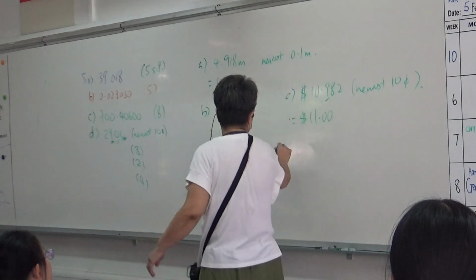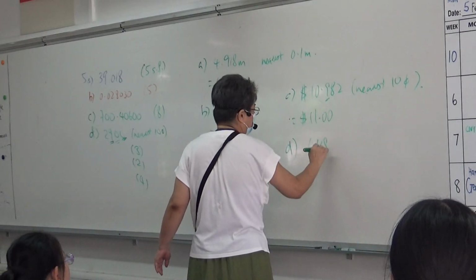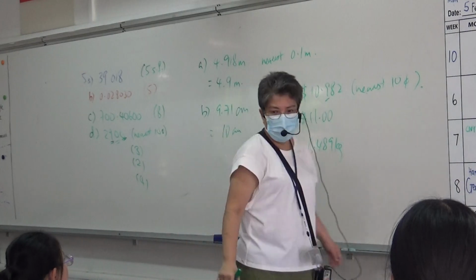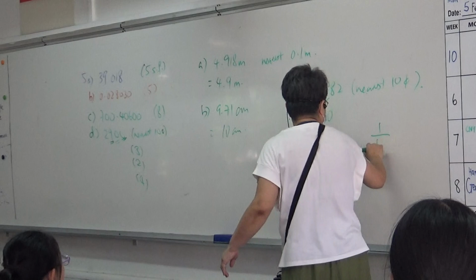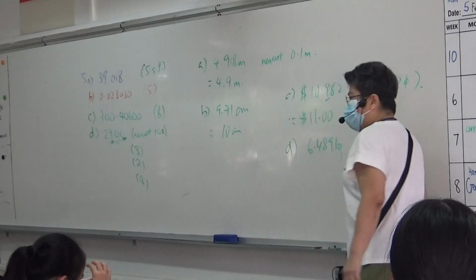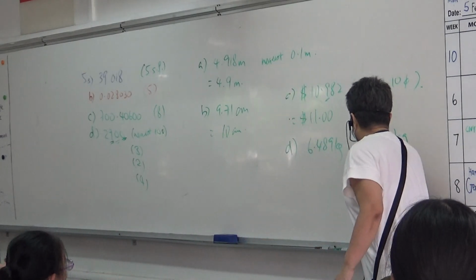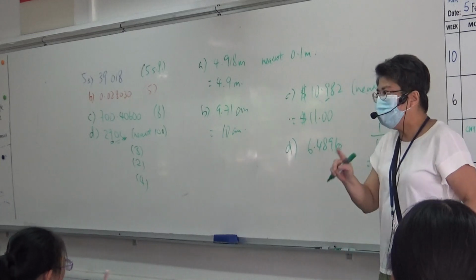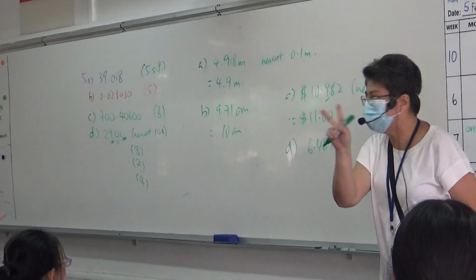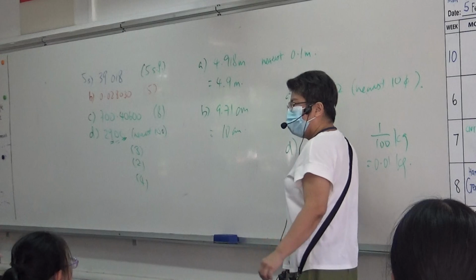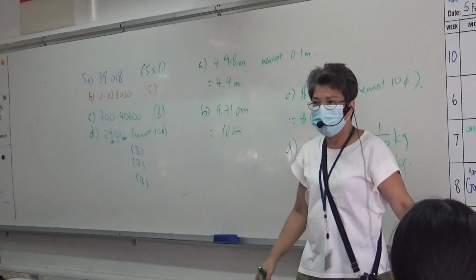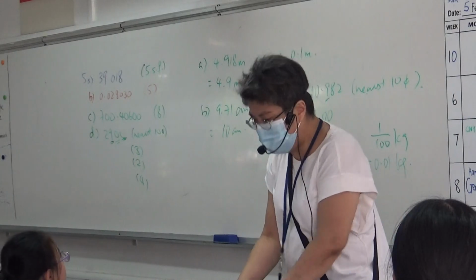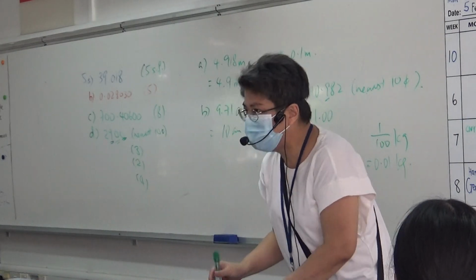Last one. 6.489 kilogram, nearest 1/100. 1/100 is actually 0.01. 0.01 is how many decimal places? 2. So continue here. So what does this mean? 6.49 kilograms. Are we clear so far?